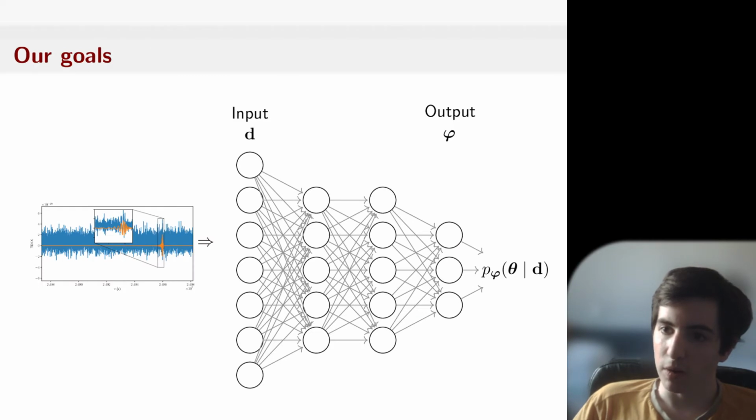Now I will talk about our goals. We are starting with some data coming from the LDC, and the dream scenario would be that we somehow treat it, feed it into some trained neural network, and that would output a vector phi that somehow describes a posterior distribution, that is, the probability distribution that the waveform parameters take any combination of values given the data that we fed the network. Of course, this is easier said than done, but it is in this direction that we want to go.